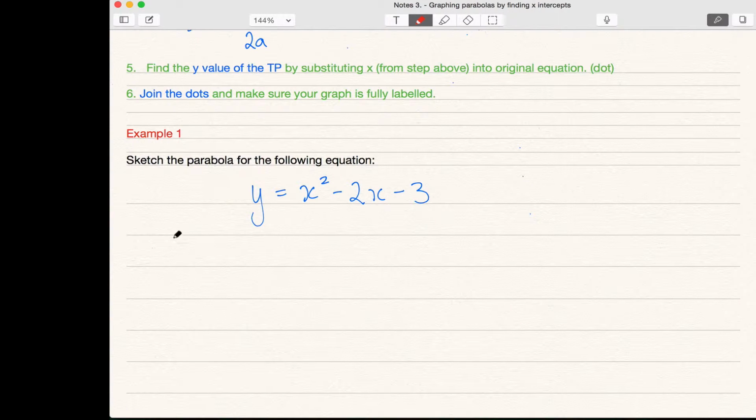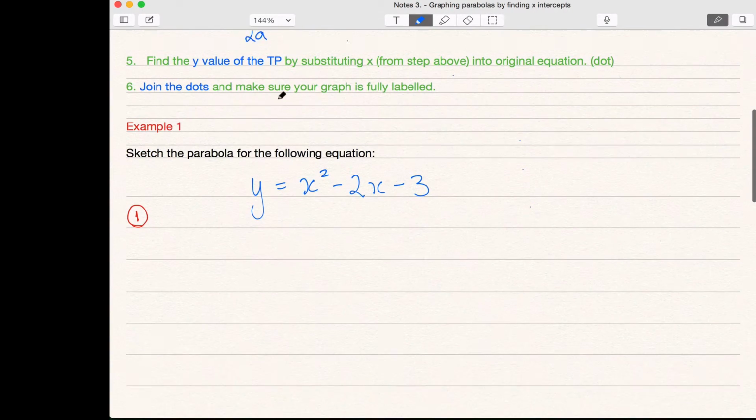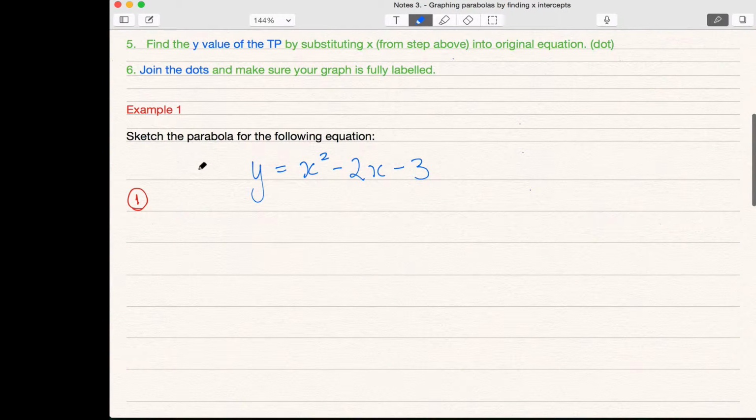Okay, I'm going to put my steps in red so you can easily follow. So I'm just going to number them. And they refer to the numbers on the steps I've put on the page above. Step 1 is to decide if it's positive or negative. We need to look at the sign in front of the x squared term, and here there is no sign, which means it's a positive. So it's a positive graph, and it's going to look something like this, a happy face.